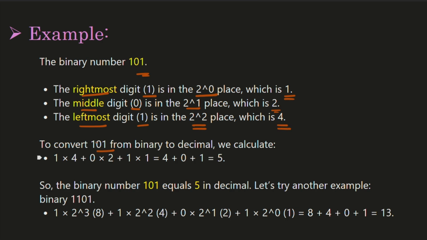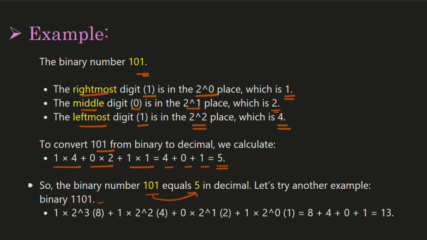To convert 101 from binary to decimal, we calculate 1 times 4 plus 0 times 2 plus 1 times 1, which is 4 plus 0 plus 1, equaling 5. So, the binary number 101 equals 5 in decimal.